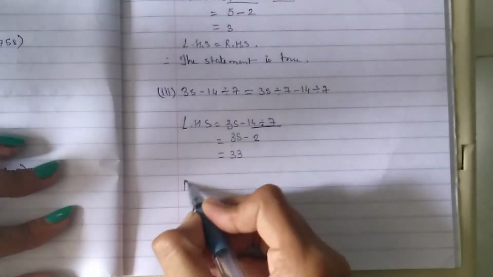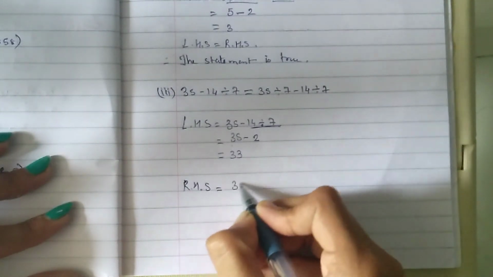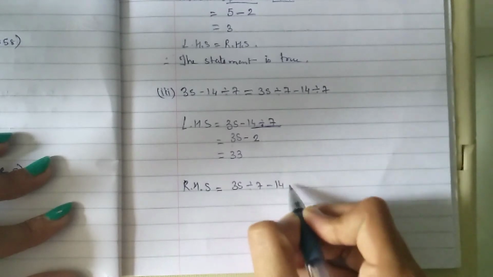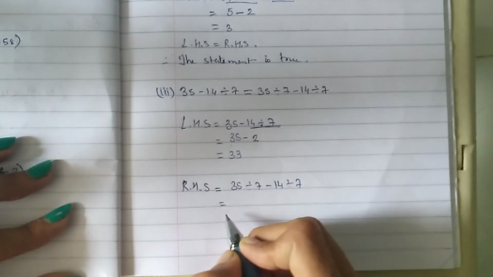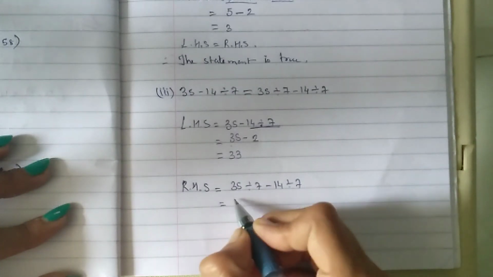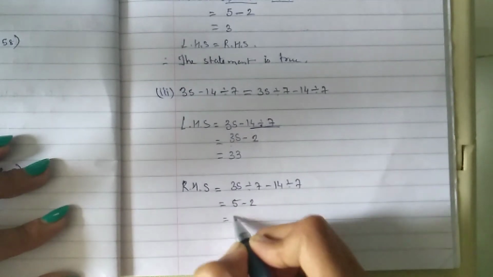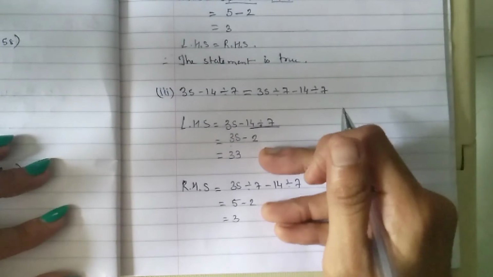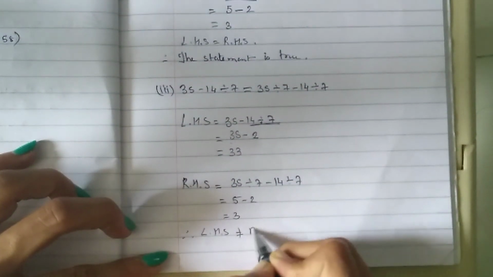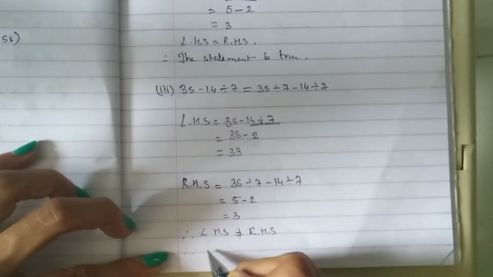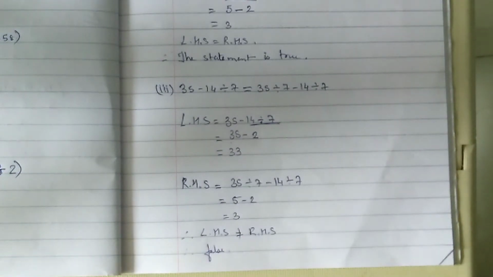Okay. Now RHS equal to 35 divided by 7 minus 14 divided by 7, which is equal to 35 divided by 7 is 5 minus 14 divided by 7 is 2. 3. Here LHS and RHS both are different. So the statement is false. Okay. Now we will see question number 4.